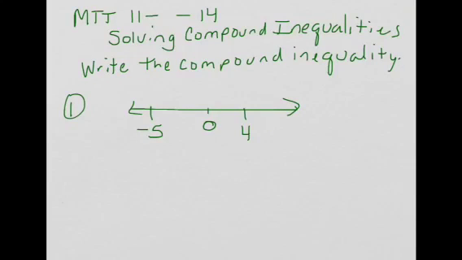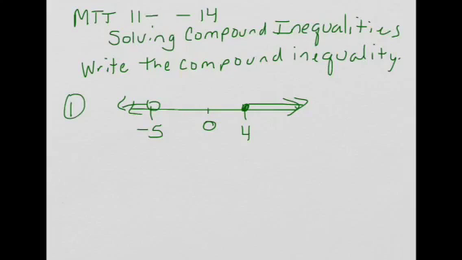Open up your MTT. We're going to go ahead and work on solving compound inequalities. So we're going to start looking at a graph first, and then we're going to write the compound inequality that is graphed on that graph. So the first one that we're going to look at is going to be a colored in circle and an open circle.